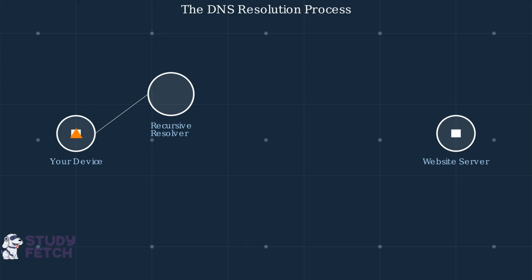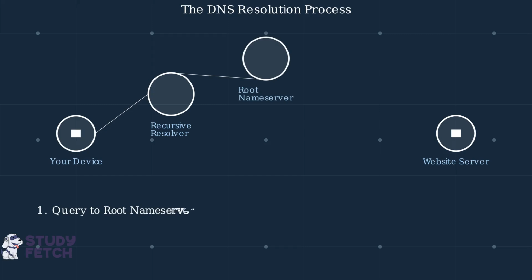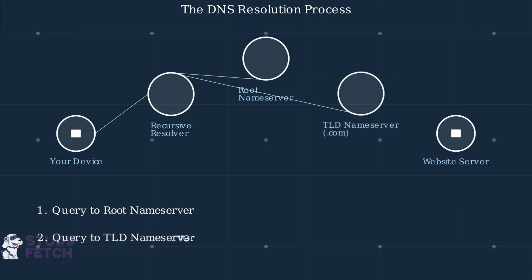When you type a URL, your device sends a query to a recursive resolver, typically provided by your internet service provider. First, the recursive resolver queries a root name server, which is at the top of the DNS hierarchy. The root name server responds with the address of a top-level domain server, like .com or .org.